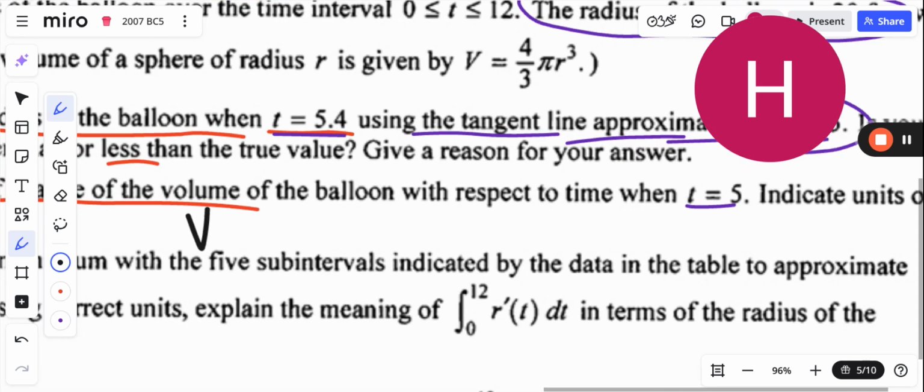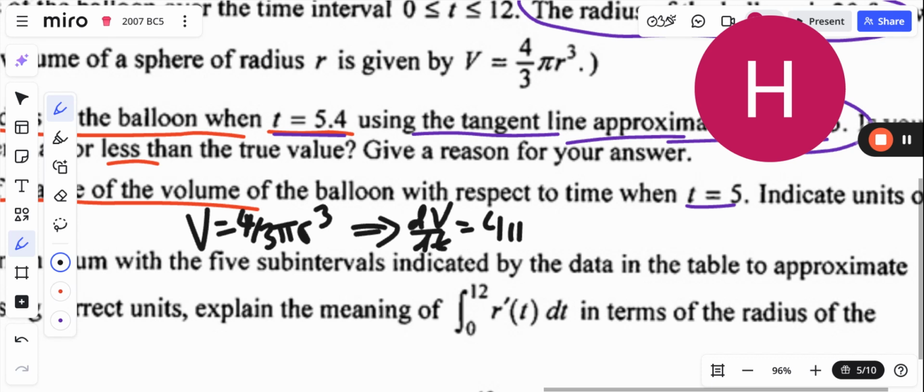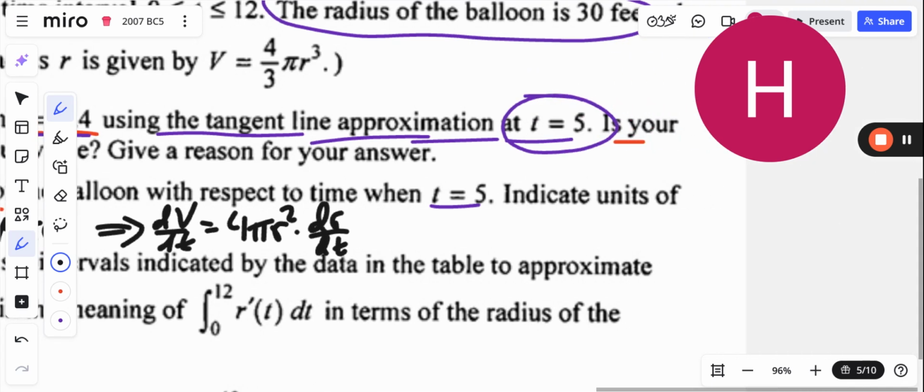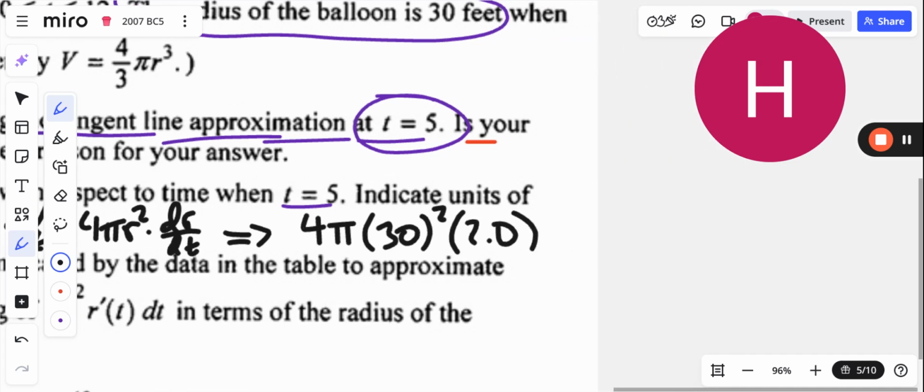Okay, that's not bad. I mean, they did graciously give us the formula. It's right up there, 4/3 pi r cubed. Should already know that, though. And that means that the derivative dV/dt is going to be 4 pi r squared, and don't forget the implicit step, times dr/dt, or times r prime, if you want to call it that. And at the moment when t equals 5, this is simply 4 pi times 30 feet squared. I didn't really put the units, but it's fine. Times the derivative at that moment, which is 2.0 feet per minute.